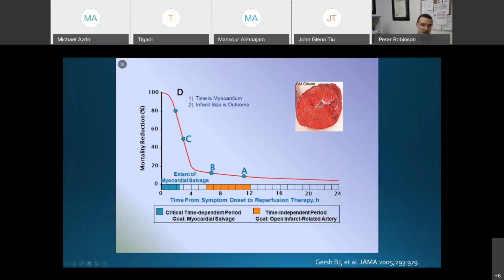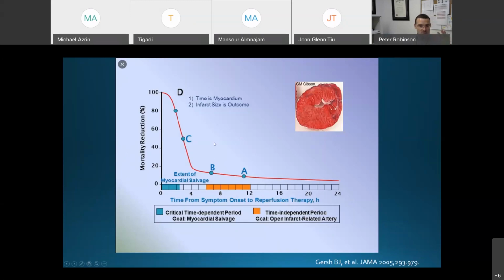Just 45 minutes to an hour really affects it; it takes your curve from here up to here as far as your mortality reduction. Once you start getting past even 4 hours, this curve starts leveling out. And especially after 8 hours, there's really not much improvement in their overall mortality. And then after 12 hours, it's pretty much a flat line.